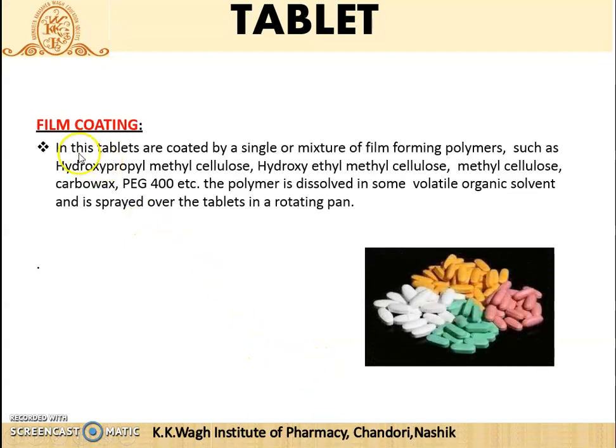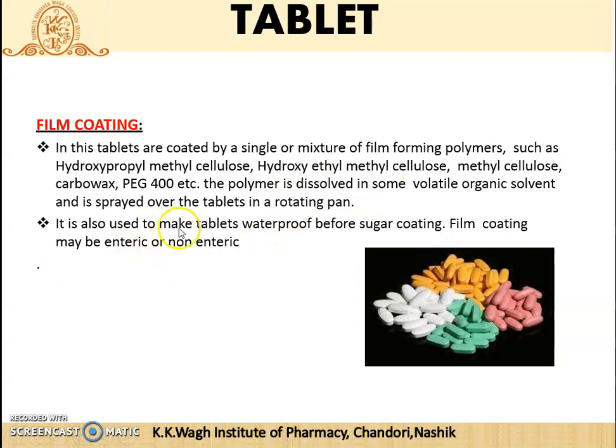Then film coating. In this, tablets are coated by a single or mixture of film forming polymers such as hydroxypropyl methyl cellulose, hydroxyethyl methyl cellulose, PEG 400, carbowaxes, etc. These are the agents which are used in the film coatings. It is also used to make the tablet waterproof before sugar coating. Film coating may be enteric or non-enteric type.